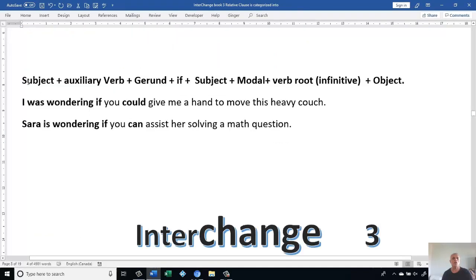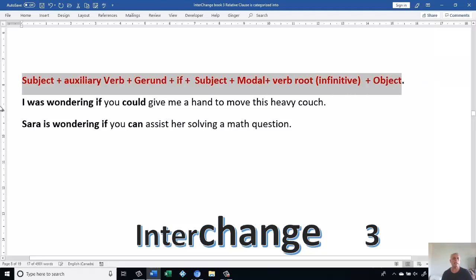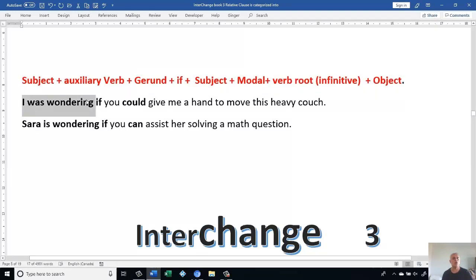Okay, let's continue. Then we have another kind. We say subject, auxiliary verb, gerund, if, plus subject plus modal plus verb root, sometimes we say infinitive or the basic form. Okay, let's look at this: I was wondering. That's my first clause. I, subject, was, auxiliary verb. Then wondering, we have gerund, sometimes we call it the verb with ing form. Then we have if, the condition or connector. Then we have the second clause.